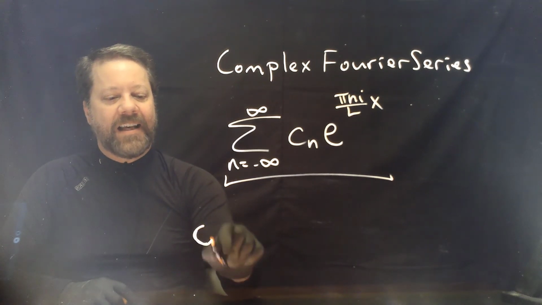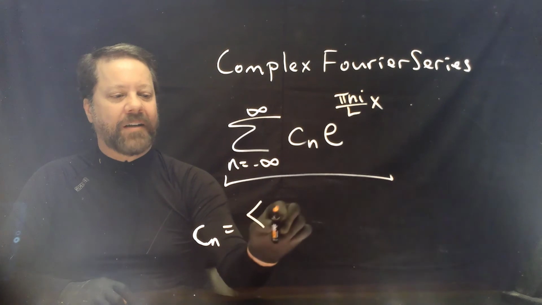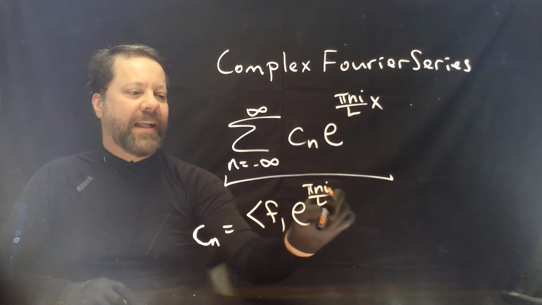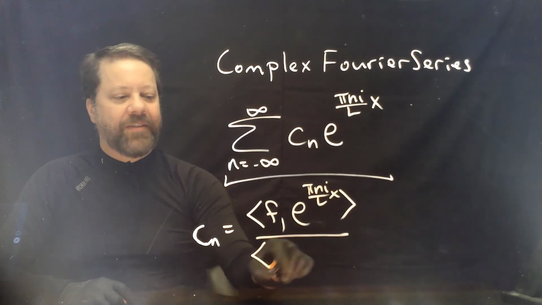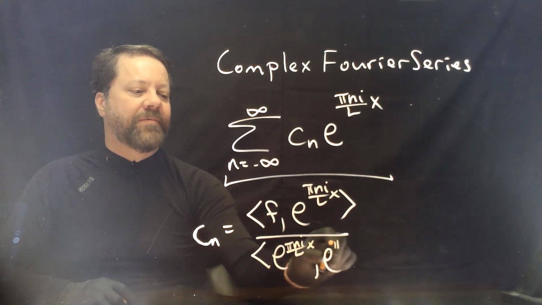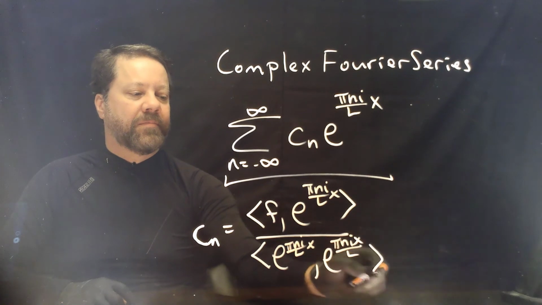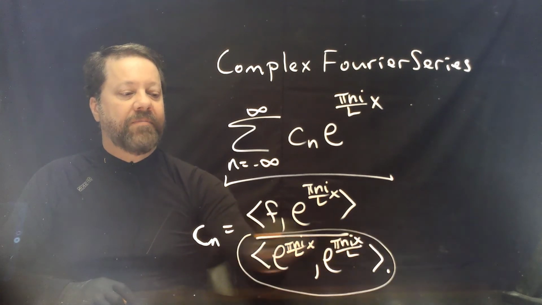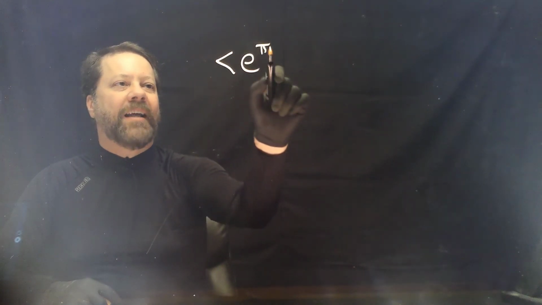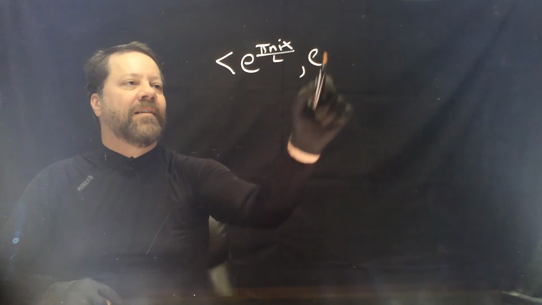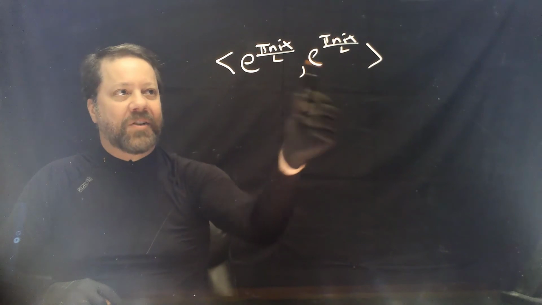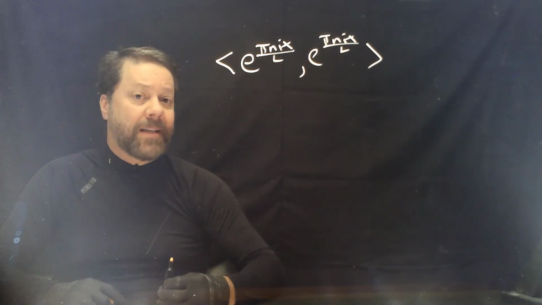To calculate the cn's, we need to take the inner product of our function with e to the pi n i x over L divided by the inner product of the e to the pi n i x over L with itself. These we should calculate. The inner product of e to the pi n i x over L with itself, keeping in mind that since these are complex valued, we need to use the sesquilinear inner product.